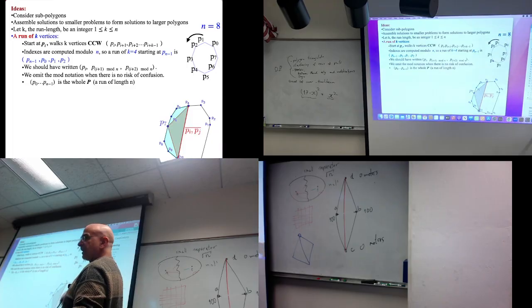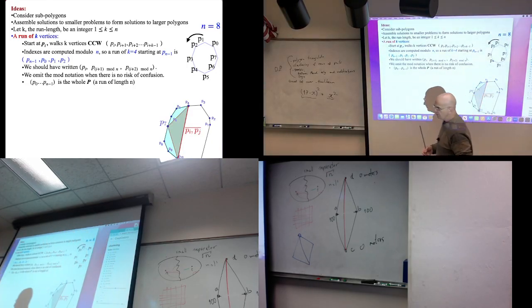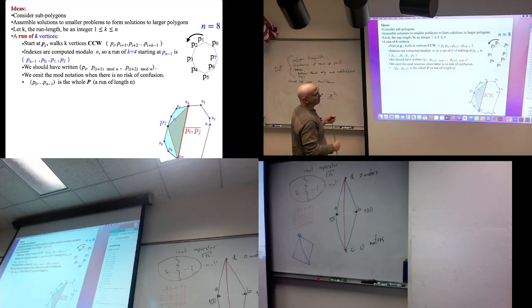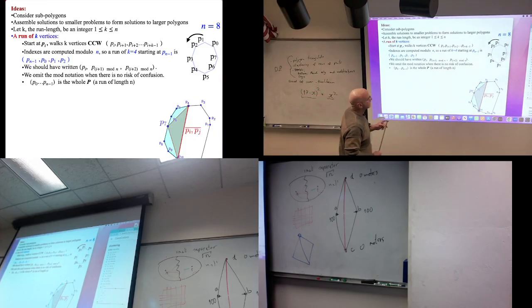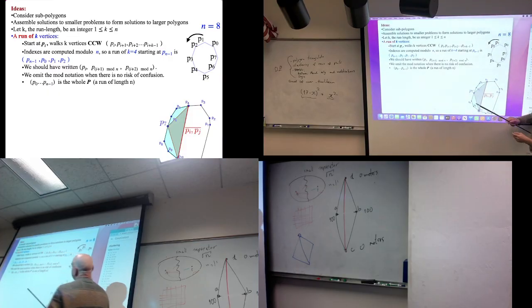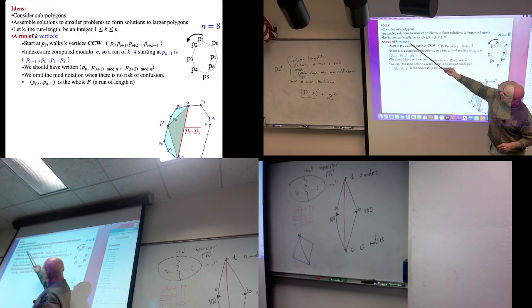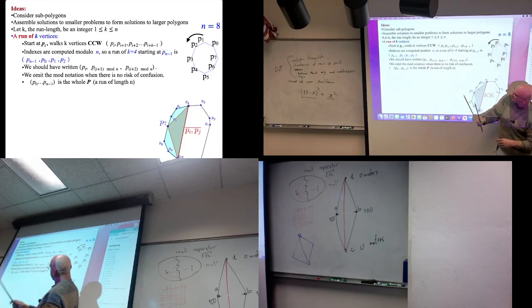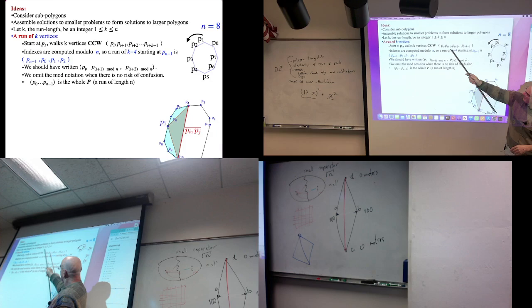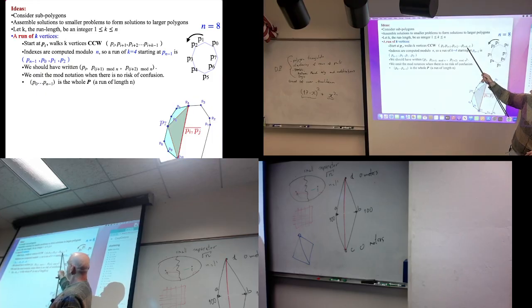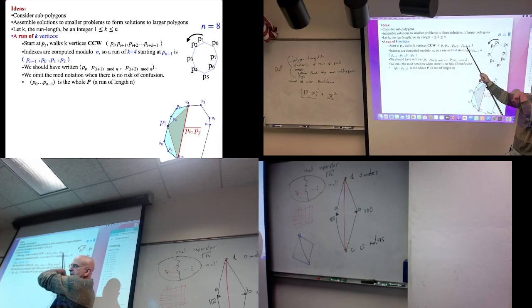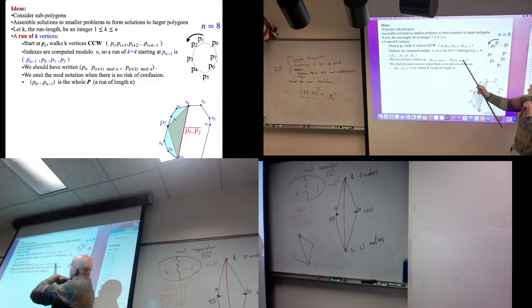Notation: always going counterclockwise. I need an arrow because otherwise I'll keep confusing between them. So I always go counterclockwise. And when I speak about a run of k vertices starting at some vertex Pi, it means I'll stand at Pi, go to the next vertex Pi plus 1, Pi plus 2, all the way up to Pi plus k minus 1, if it's only k vertices. That will be the last one. And in terms of indices, it's very clear when I'm talking about a circle, I'm just doing everything modulo n, modulo the number of vertices.